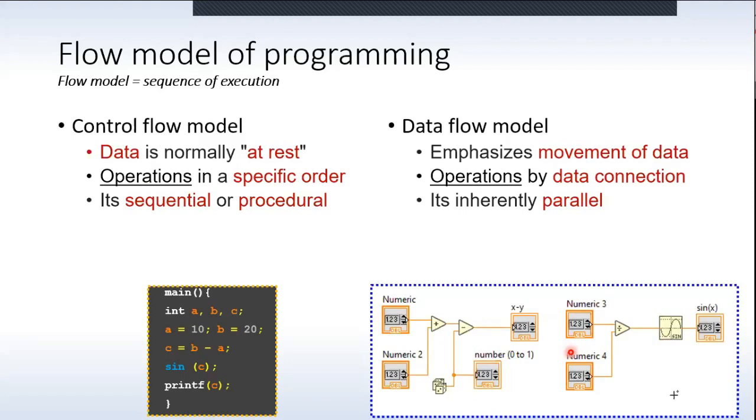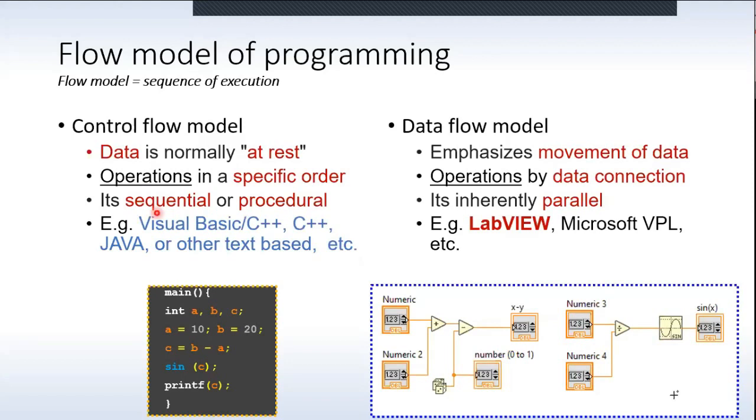There are some examples of the control flow model, for example Visual Basic, C, C++, Java, and other languages. They use the control flow model, but LabVIEW is a data flow model. There are a few others, but LabVIEW is more powerful. If data is there, the calculation will happen. So if there are two parallel roads without any connection, these two will start working together. It's possible in LabVIEW. That's why it's a very powerful language to learn.